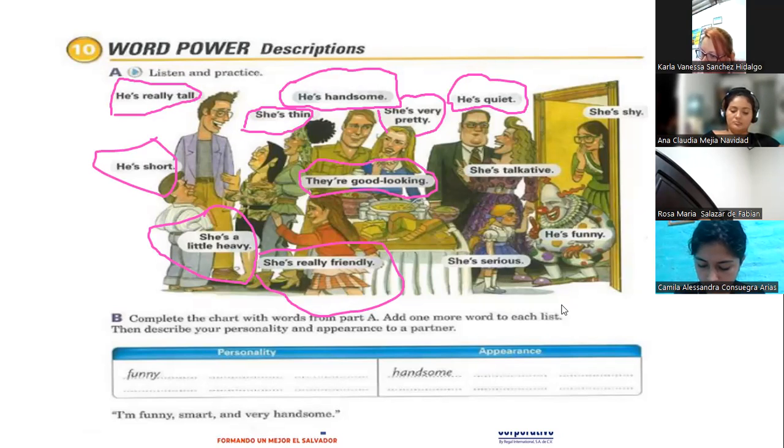Vamos con la siguiente. Let's see. The next is, she's shy. Es el que le decíamos. Aquí aplica que ella pues es tímida. Shy. Él es quiet, él es tranquilo, pero ella es tímida, she's shy. Okay. ¿Vamos bien? Are we okay? Yes. All right. So, yeah, that's okay. Let's continue with the next part.